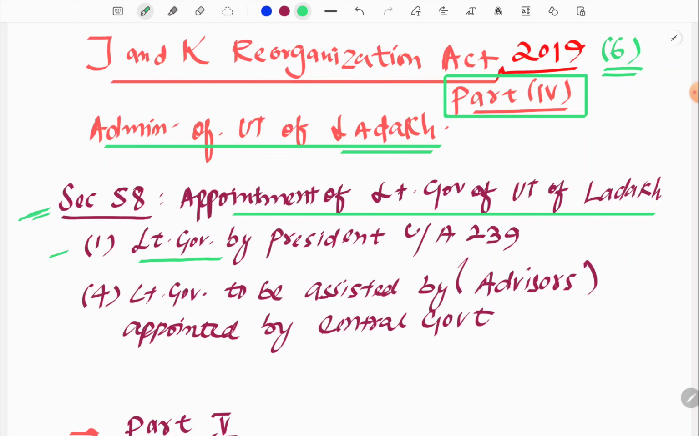Its first section, section 58, deals with the appointment of the Lieutenant Governor of the UT of Ladakh. It has two important provisions. First, the Lieutenant Governor of Ladakh has to be appointed by the President under Article 239. And second, the Lieutenant Governor has to be assisted by some advisors, and those advisors are to be appointed by the central government.